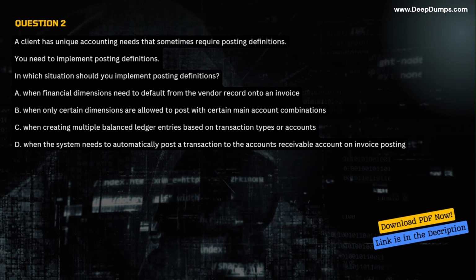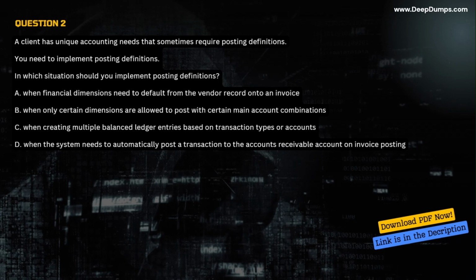Question 2. A client has unique accounting needs that sometimes require posting definitions. You need to implement posting definitions. In which situation should you implement posting definitions? A. When financial dimensions need to default from the vendor record onto an invoice. B. When only certain dimensions are allowed to post with certain main account combinations.